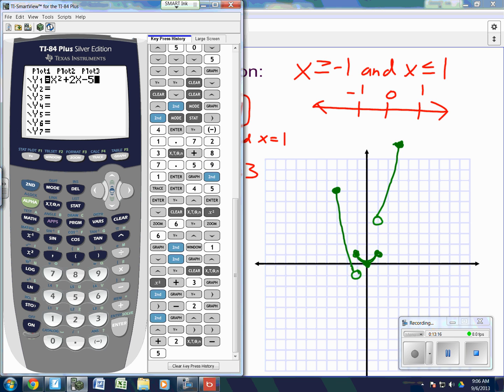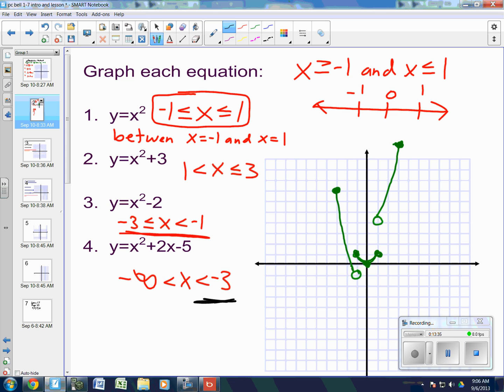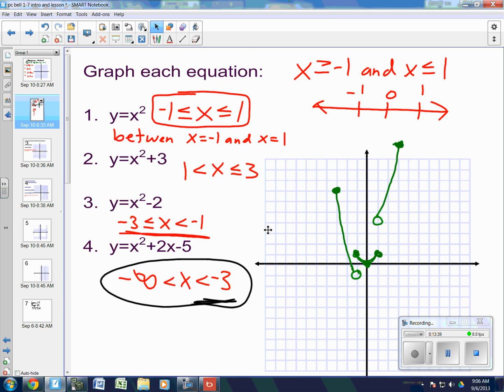Okay, I hit my graph button. There's a picture of my graph. It's off to the left a little bit, isn't it? Okay, I look at my table. Which number do I want to look at in my table? Negative 3, because if you look back here again, this is the restriction, negative infinity to negative 3. So I've got to look at negative 3, which is the right endpoint of that.